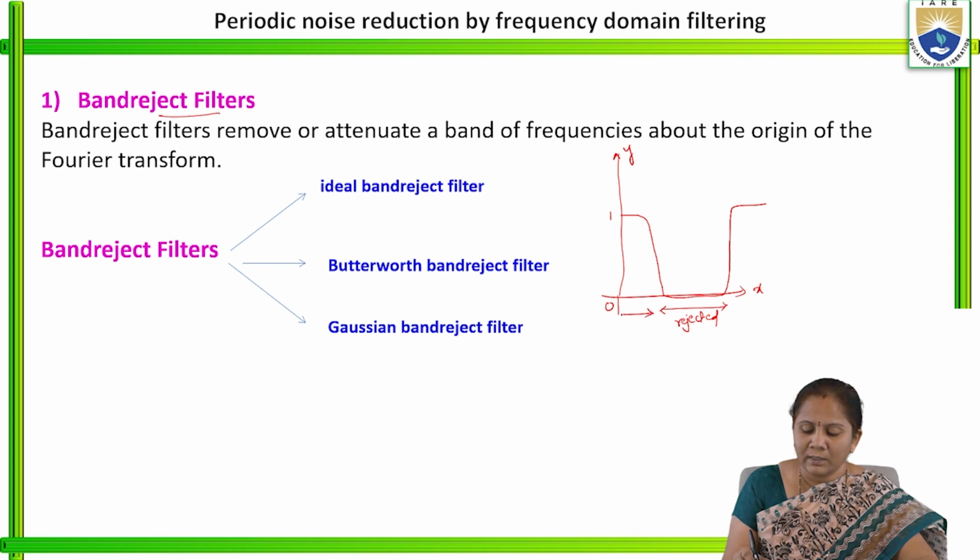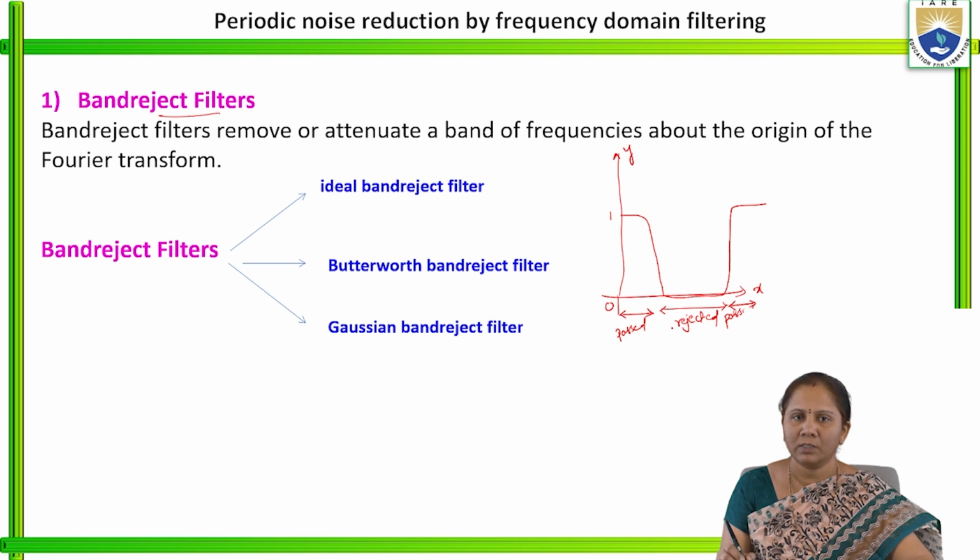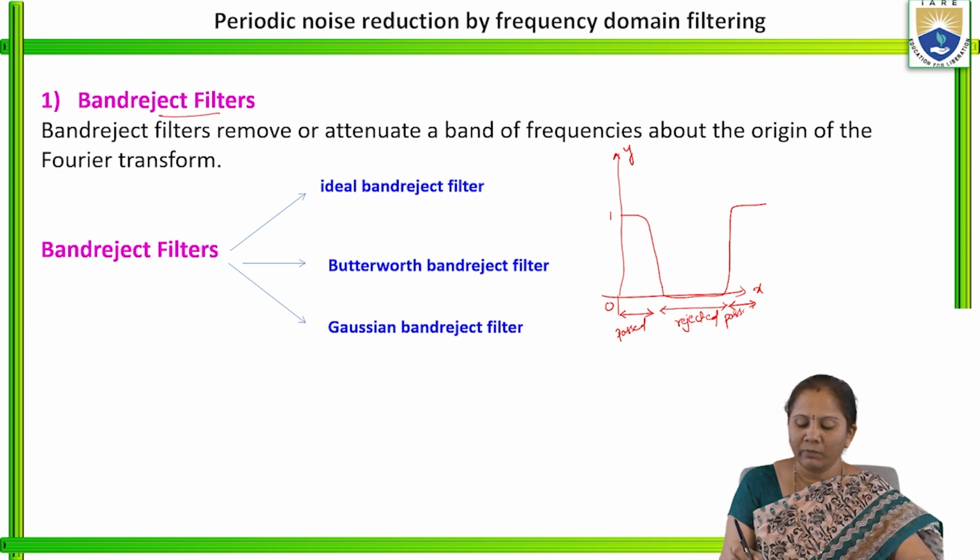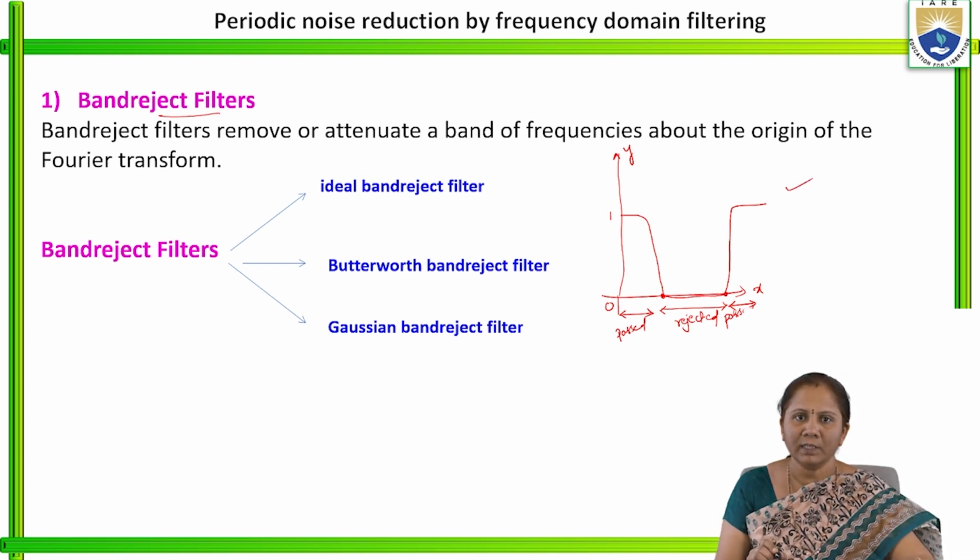Whereas here below this range, the frequencies will be passed, and above this band range, the frequencies will be passed. Only a certain band of frequencies will be rejected. Rejecting means we will consider that amplitude as 0, and passing means we will consider that amplitude as 1, and we will have some range of frequencies rejected here. So this is the basic operation behind this band reject filter.